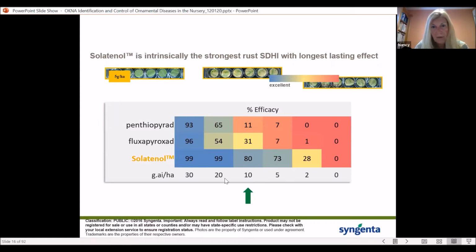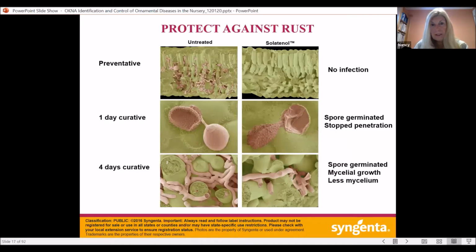You see on the bottom, this is the amount of active ingredient that you need to control rust. And here it's at 80%. You can see other products, fluoxypyroxad and other SDHI, that's the one that is in Orchestra, and then penthiopyrad. You're not getting that same level of control until you get up to much higher doses. So we do see some very strong control with MURAL for rust.